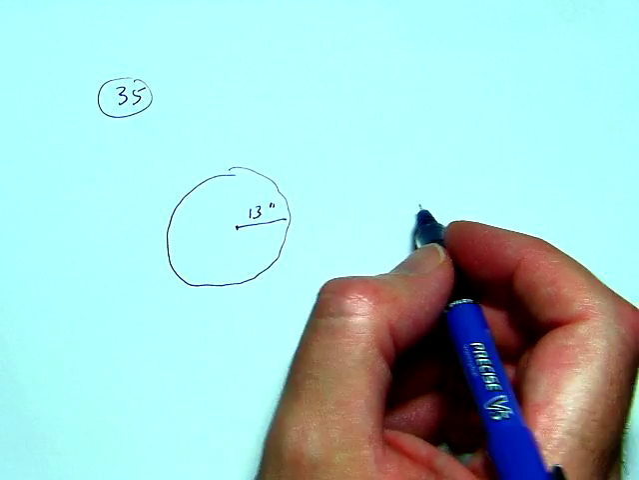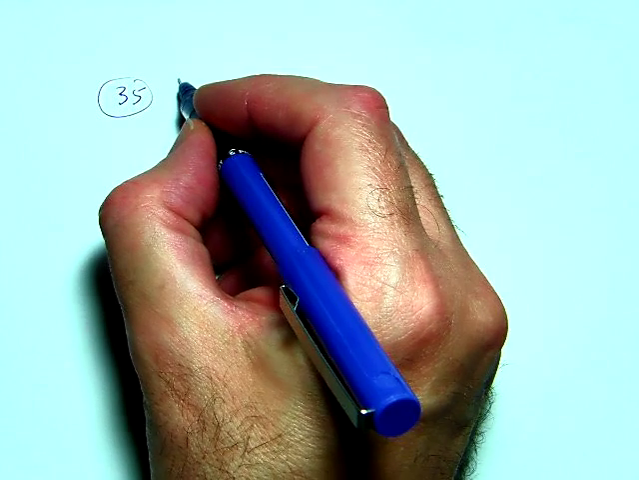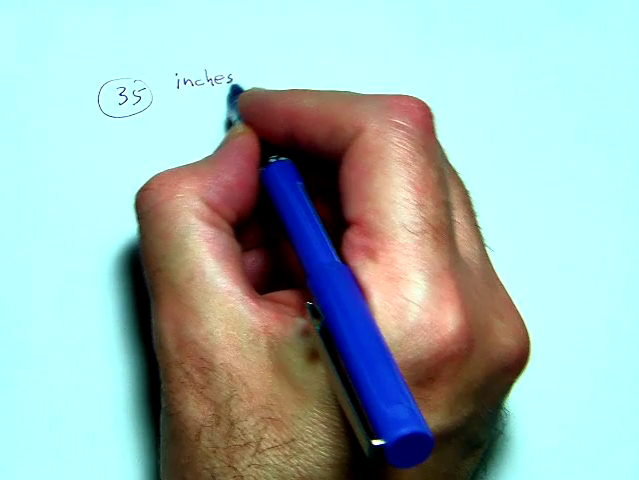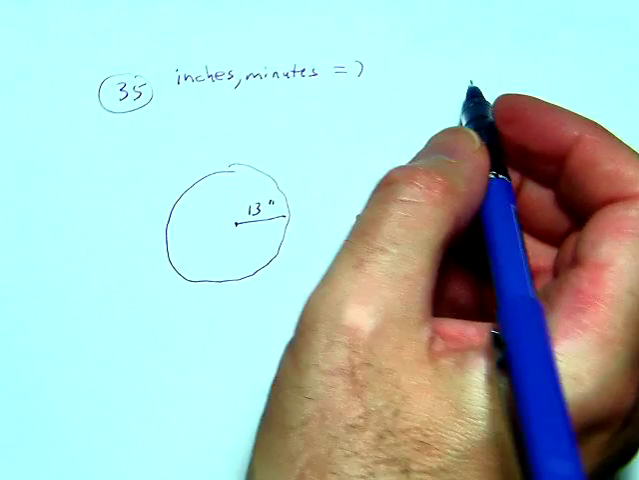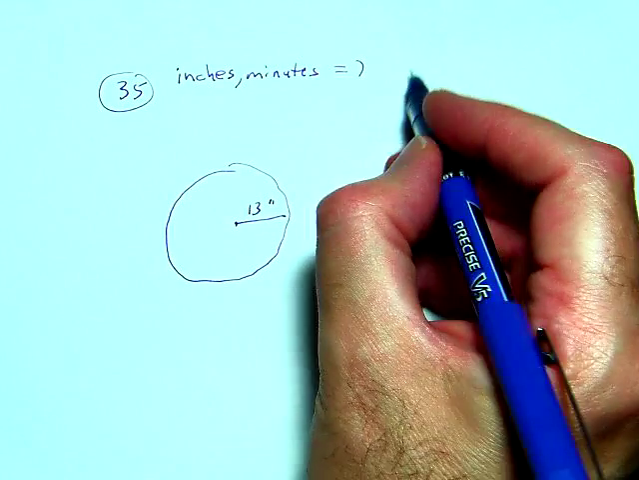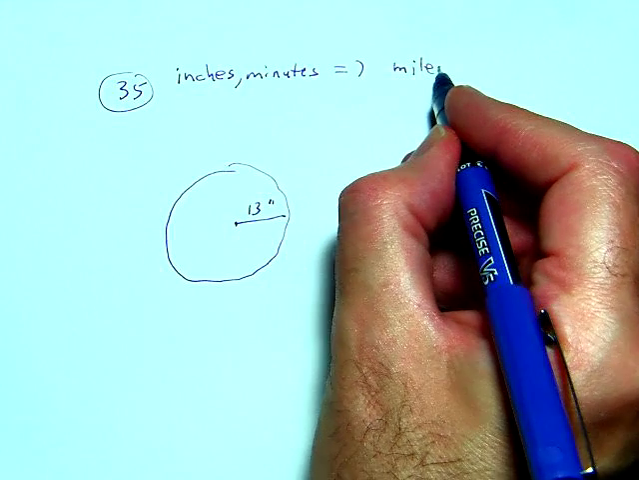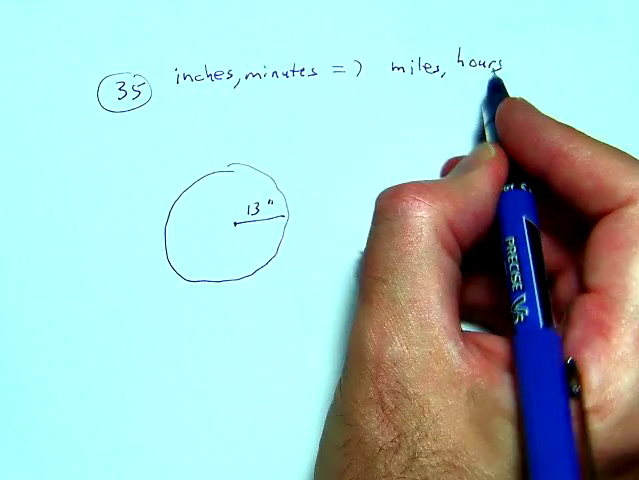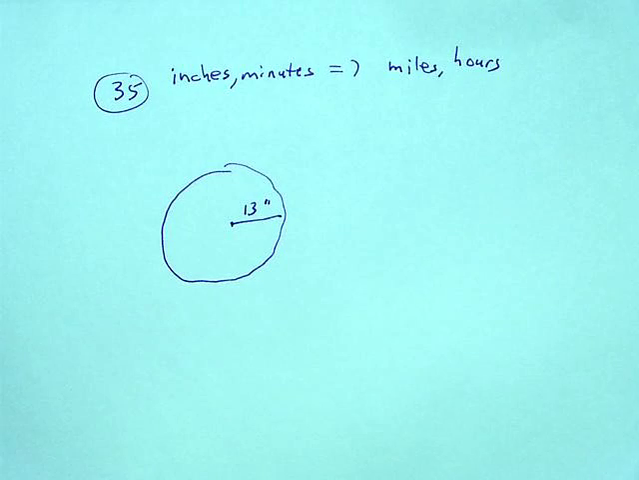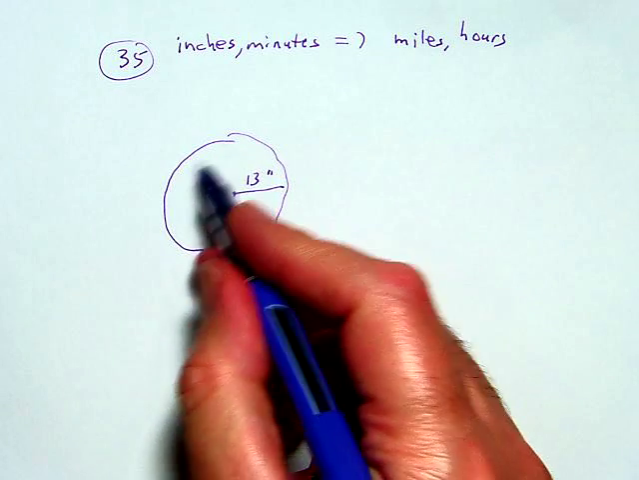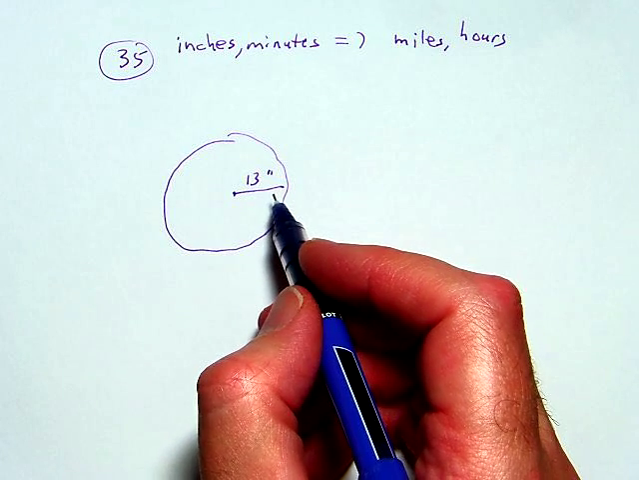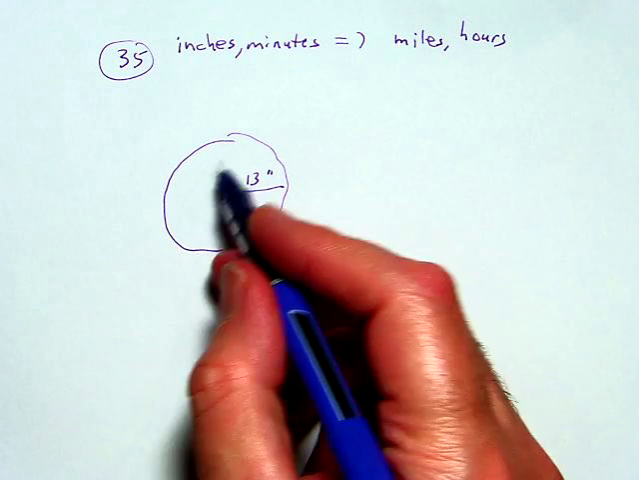Okay, so we're given inches and minutes as units originally, and somehow we're going to have to end up with miles and hours. So we're just going to make a note of this, because we're going to have to do that at some point. But let's start with this, and let's ask ourselves, can we get a distance? And then can we get a velocity?